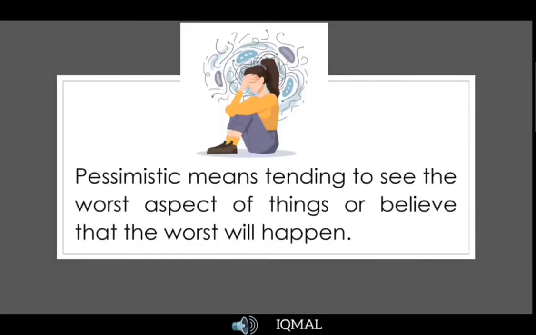For the main elements, we look at what is meant by pessimistic and self-medication. Pessimistic can be defined as tending to see the worst aspect of things or believe that the worst will happen.